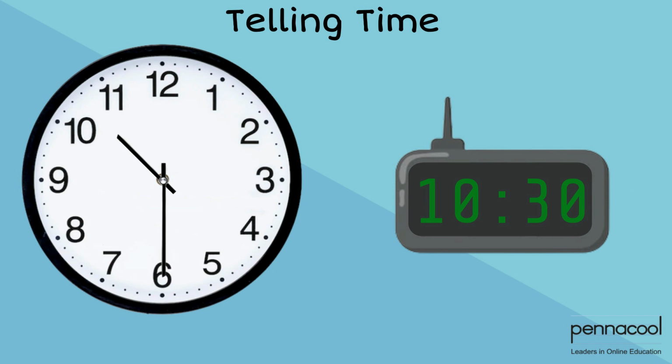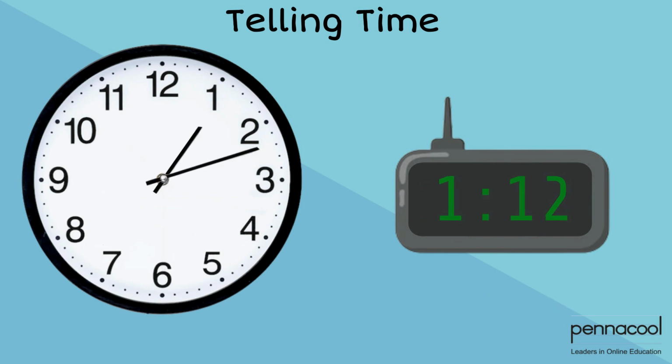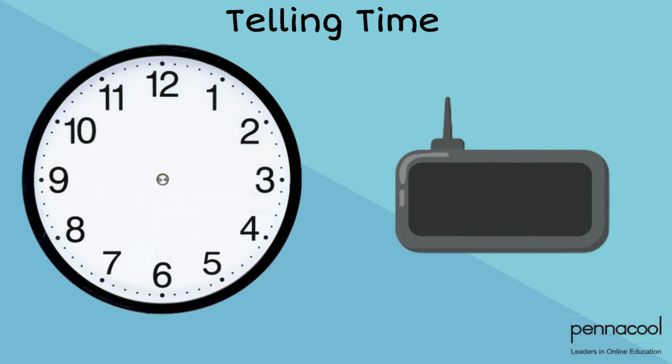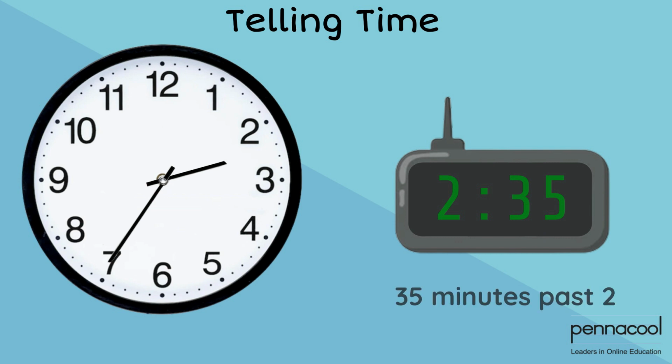Now let's put both the analog and digital clocks side by side. Can you tell what time it is? Correct, it's 10:30 or 30 minutes past 10. How about these? Well, the first one says it's 12 minutes past 1 or 1:12 on a digital clock. The second one shows 46 minutes past 5 or 5:46. And the last one shows 35 minutes past 2 or 2:35.